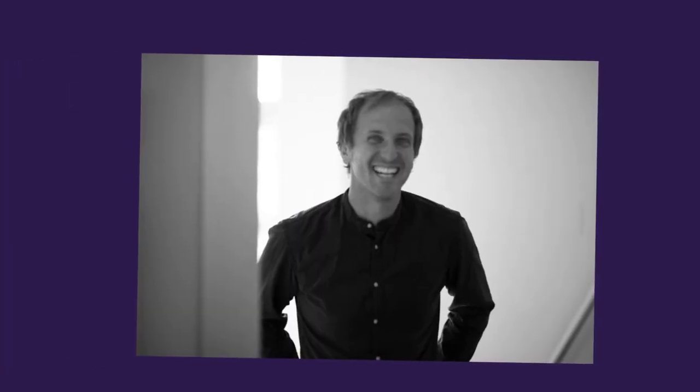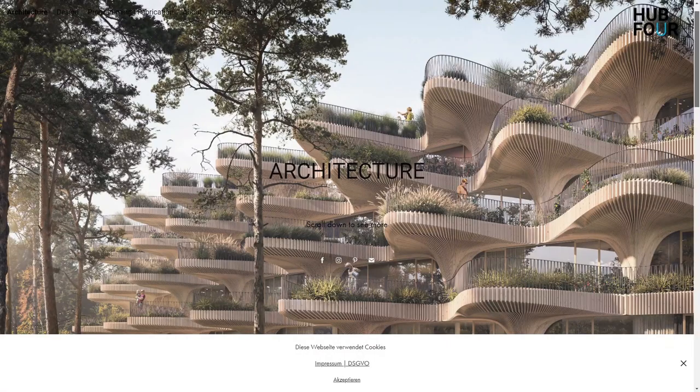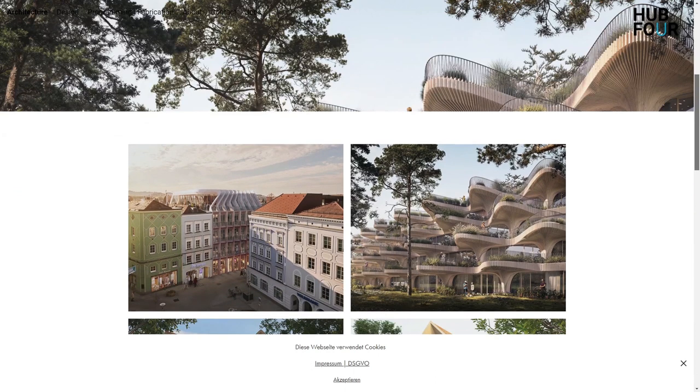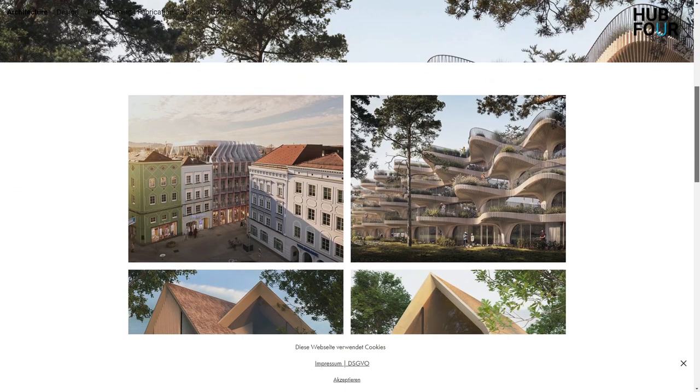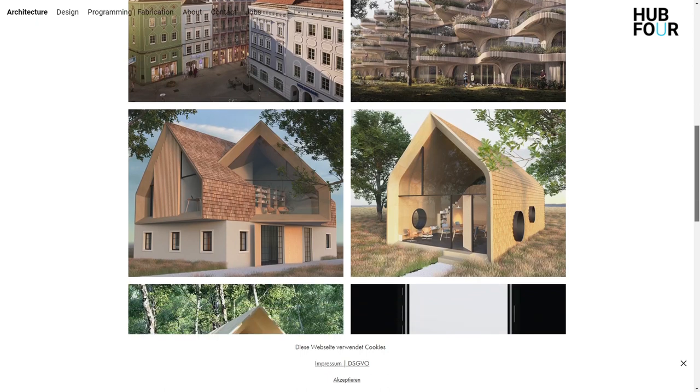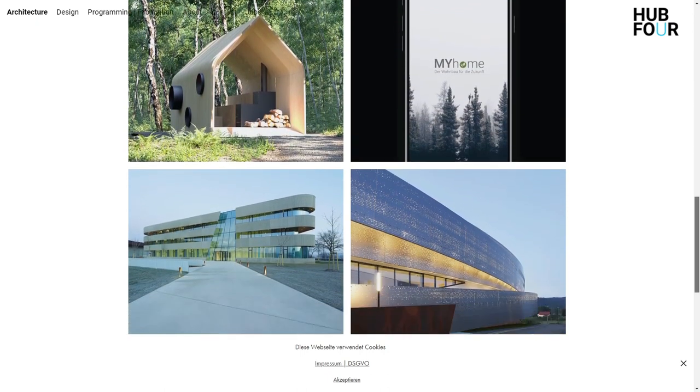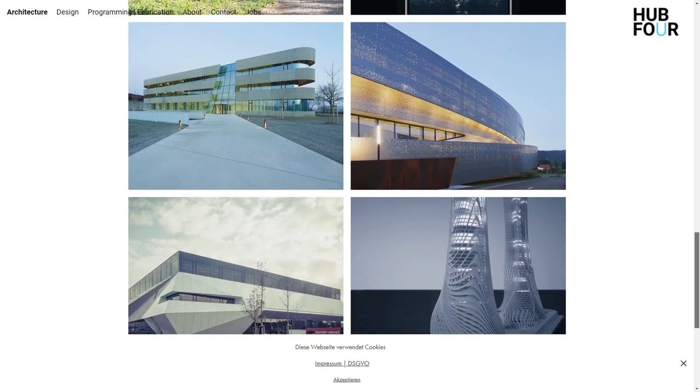Today we are pleased to have the architect Peter Wimmesberger from HubFour Architects with us, and we will be diving into the topic of parametric architecture. So again, thank you for joining us and sharing your approach with our community of architects. If you can introduce us a bit to the type of work you do at HubFour Architects.